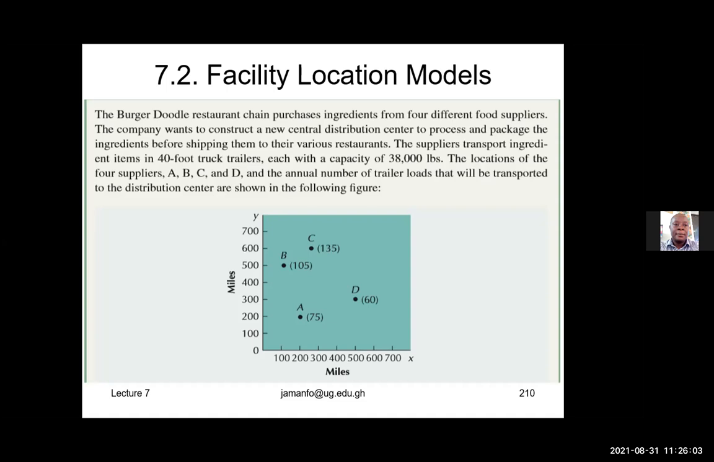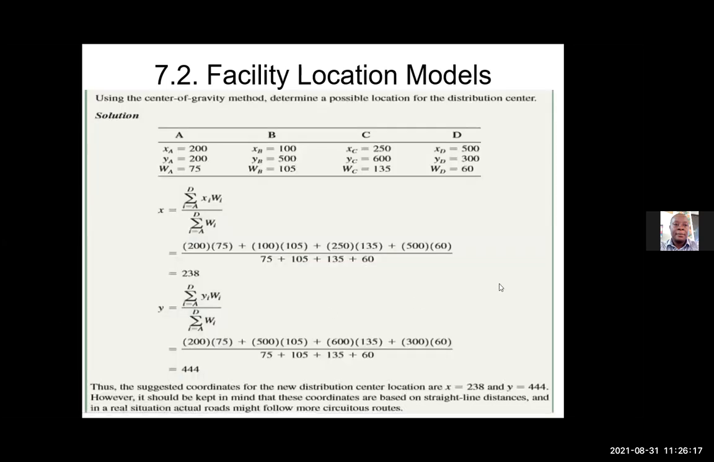So it doesn't mean the exact location which you have been able to determine. That is in practical terms, okay? But if it were to be in exams, I am interested in these figures. I am interested in the X and Y coordinates for that new location. Class, up to this point, any question? Is it clear enough?